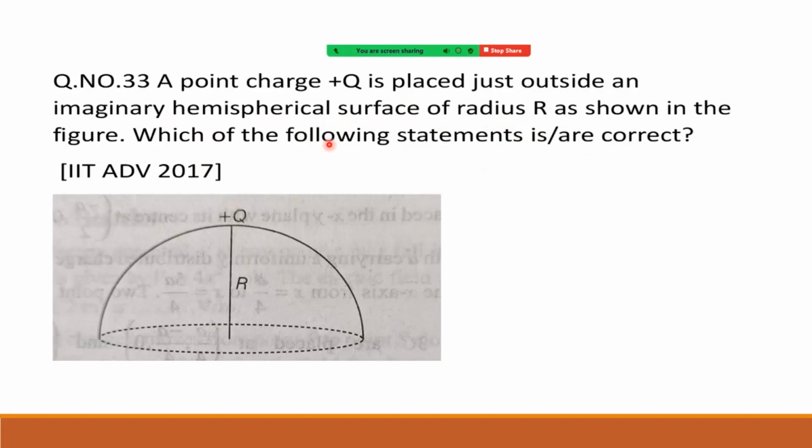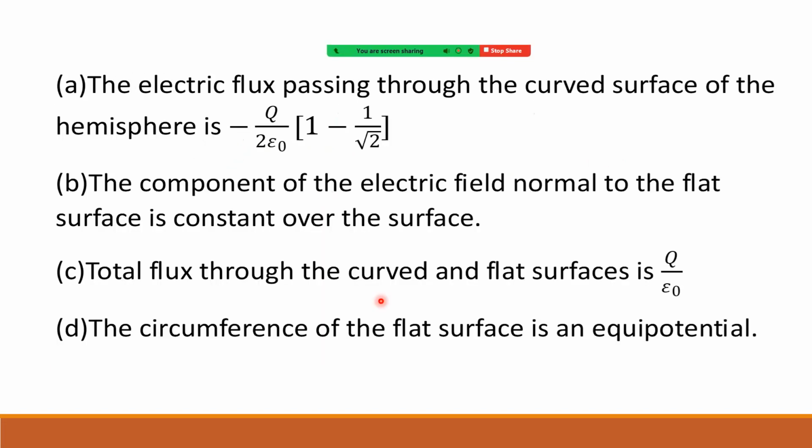Okay. Right. Charge is kept just outside, and this is now an imaginary hemispherical surface. Now see the options. The electric flux passing through the curved surface of the hemisphere is asking through the curved surface.